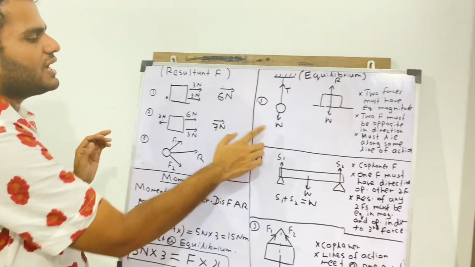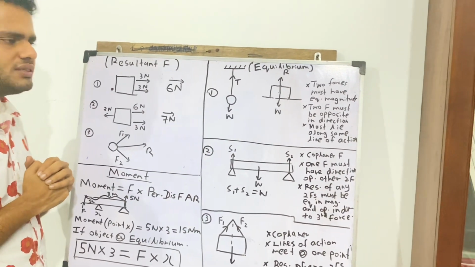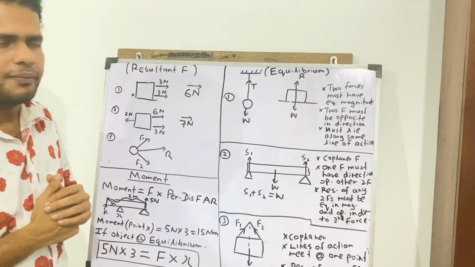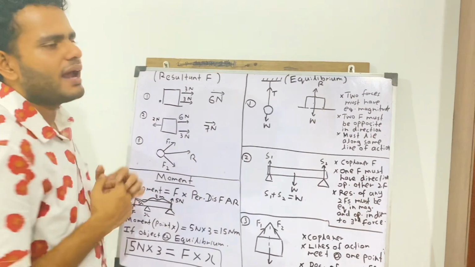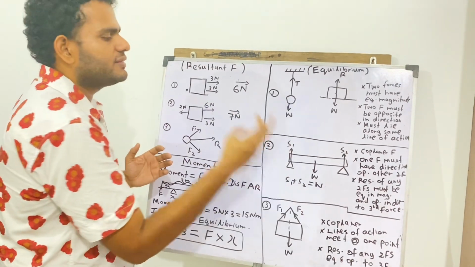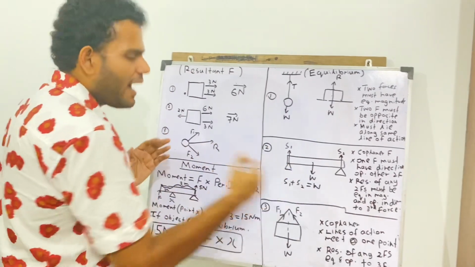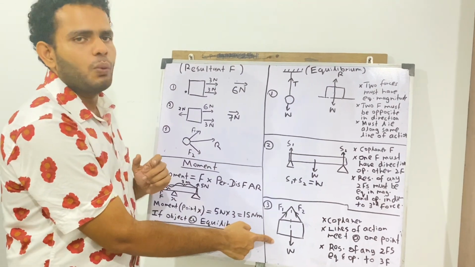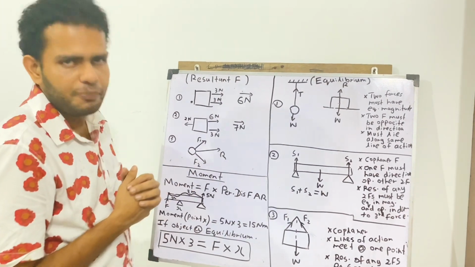Okay, so this is all about resultant forces. Next we are talking about equilibrium of forces. My dear students, there are three types of ways where an object will be at equilibrium. Either an object will be at equilibrium with two forces, or it will be at equilibrium with three forces which are parallel, or else the object can be at equilibrium with three forces which are not parallel.